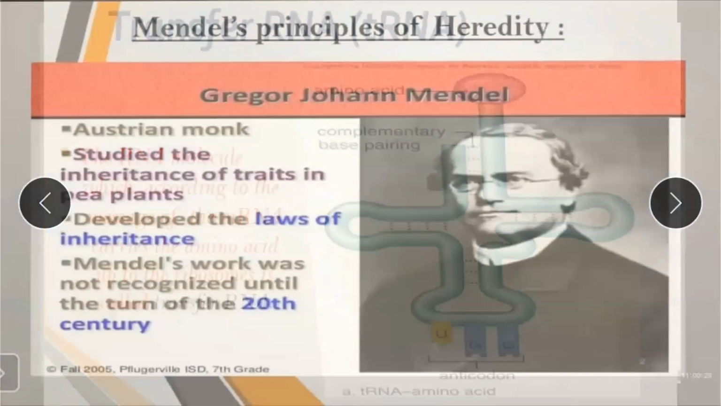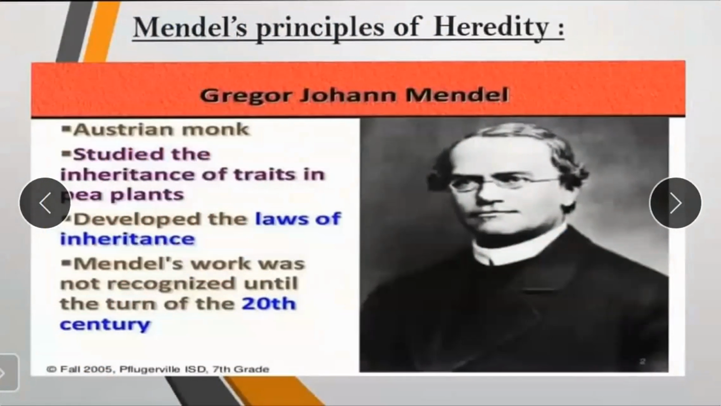Okay. Now, moving forward to Mendel's principles of heredity. Who was Mendel? What is his full name? You can see in your textbook, in the introduction part, it is given. That is Gregor John Mendel. Now, who was he? Gregor John Mendel was born on 20th July 1822, and he died on 6th January 1884.